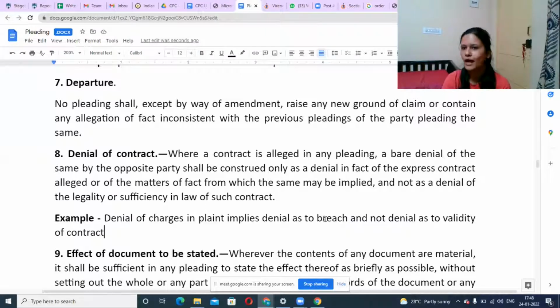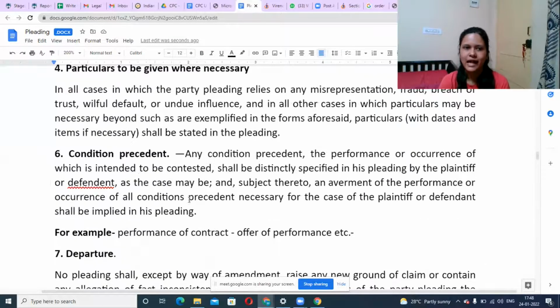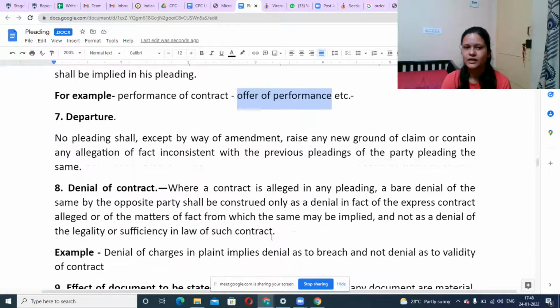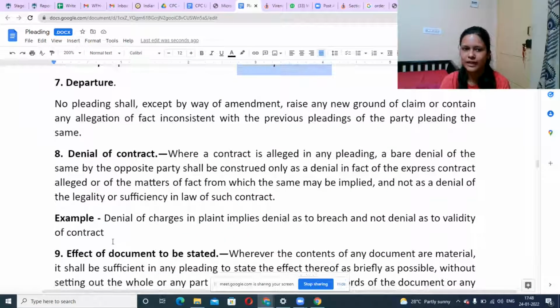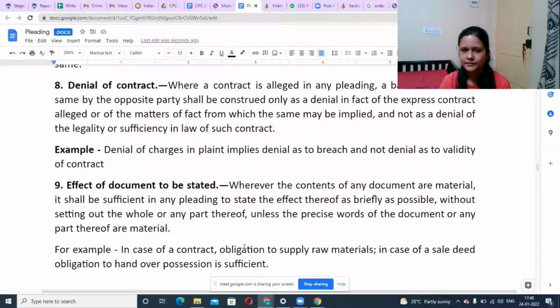Based on that, court would ask for maybe evidences, or the persons would be examined. So a person can say that, yes, I did offer for performance of the contract, but the other person did not allow me to perform the contract. That might also happen. So denial of the contract is Rule 8.